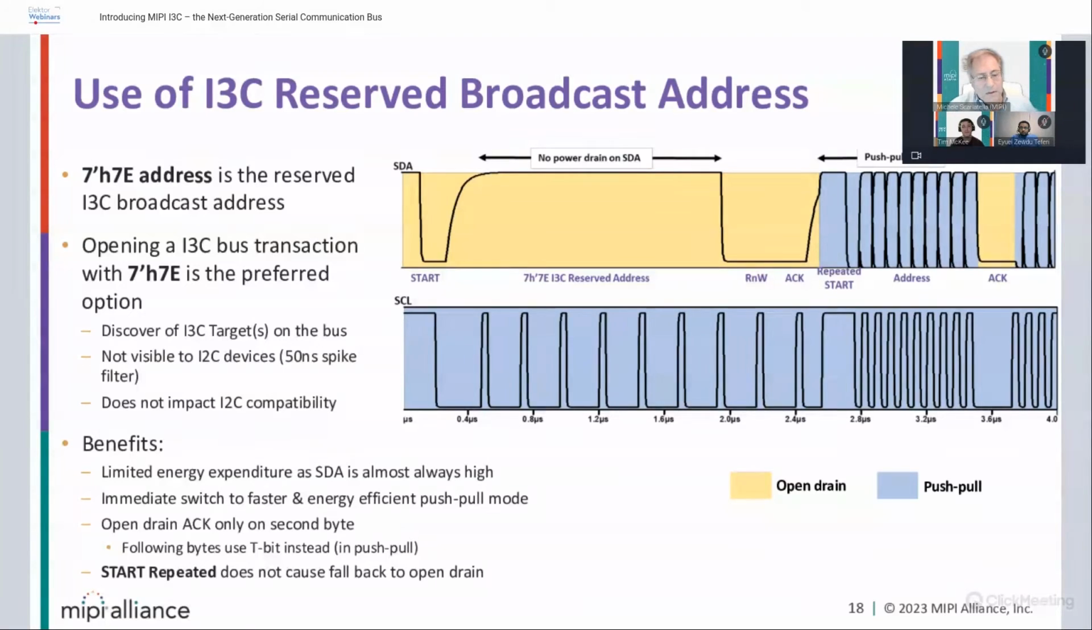So you see, this is very efficient because it's a way to probe the bus, only use the open drain for the minimum necessary, and then go push-pull. So just to give you a flavor of what's happening there.